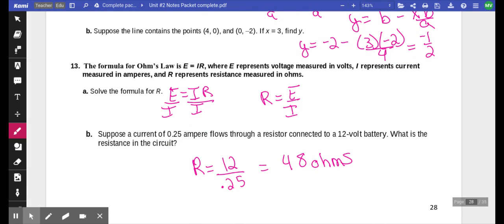13, we get E equals IR. Divide both sides by I, and we get R equals E over I. Substitute, and we get that R equals 48 ohms. If you have any questions on any of these, please note them down and bring them to class.